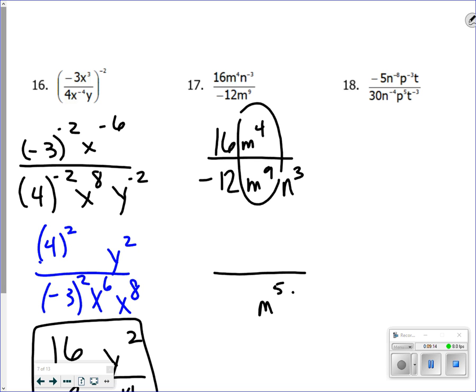Exponents, I would subtract those two exponents, and because there's more on the bottom than there is on top, when I go to subtract, I get m to the 5th on the bottom. Numbers, I reduce them. 16 over negative 12, if I reduce that fraction, is negative 4/3.